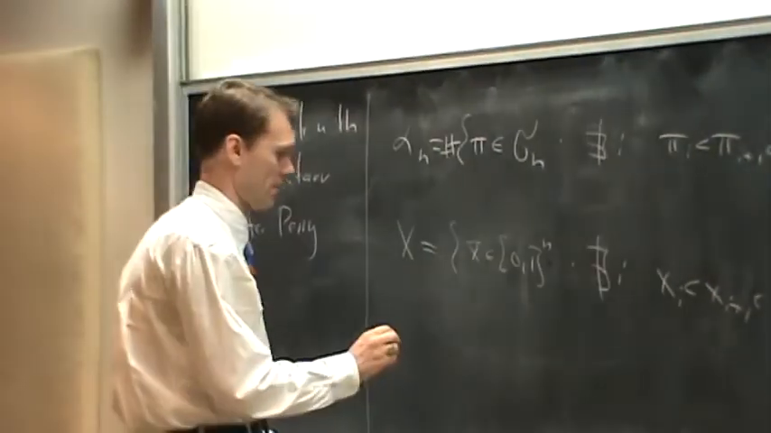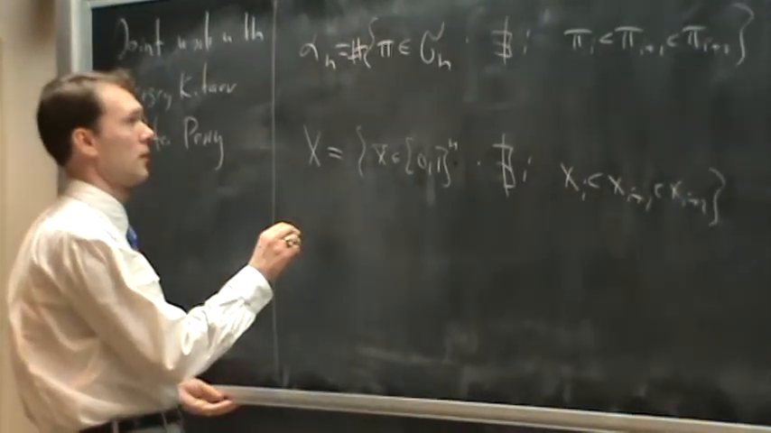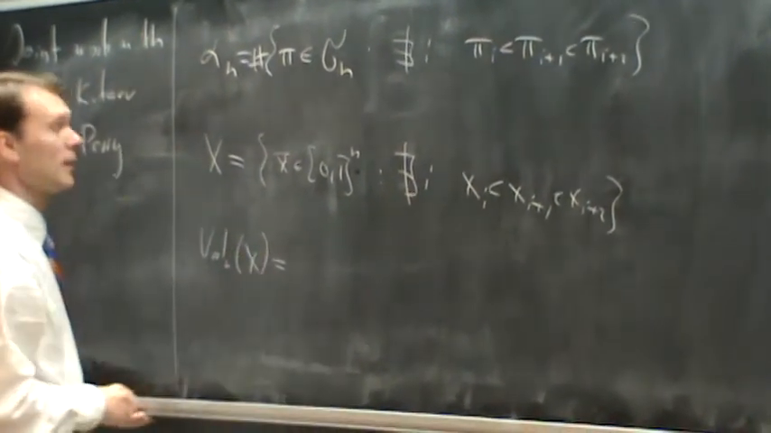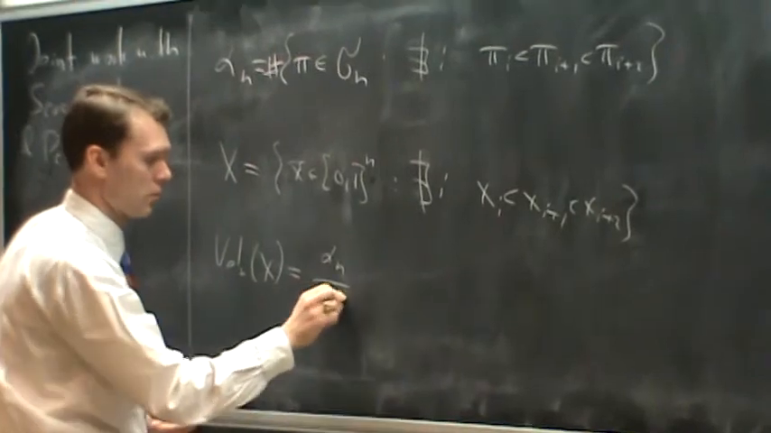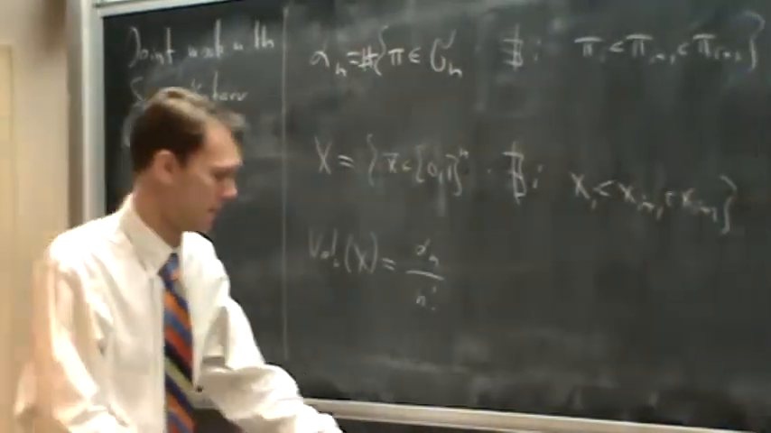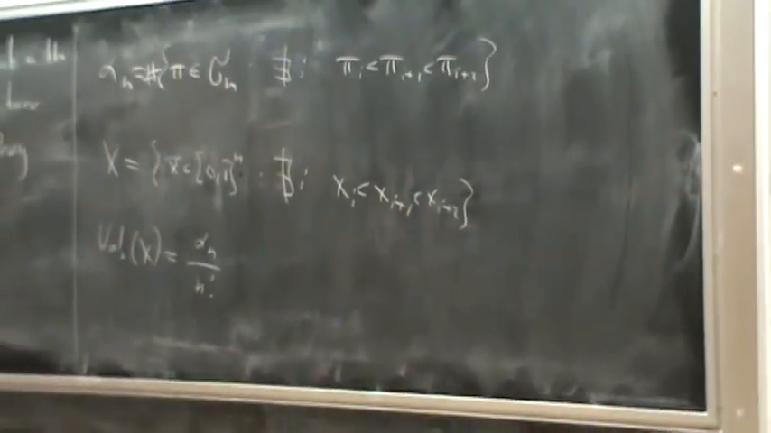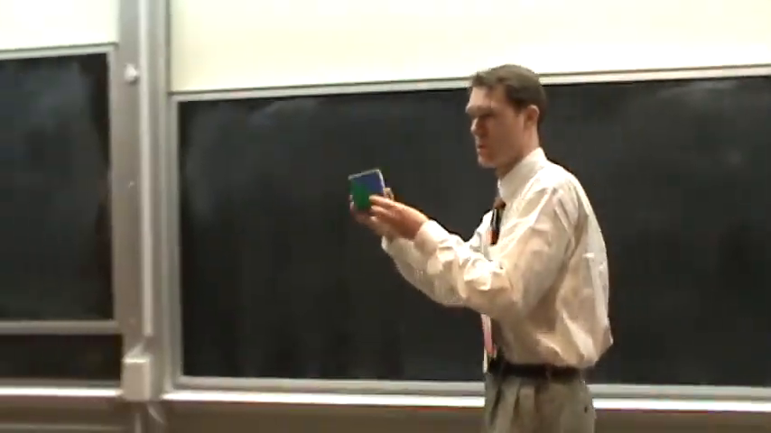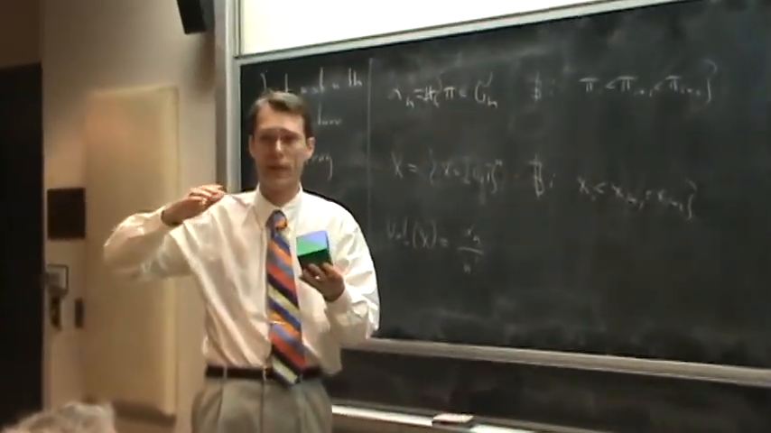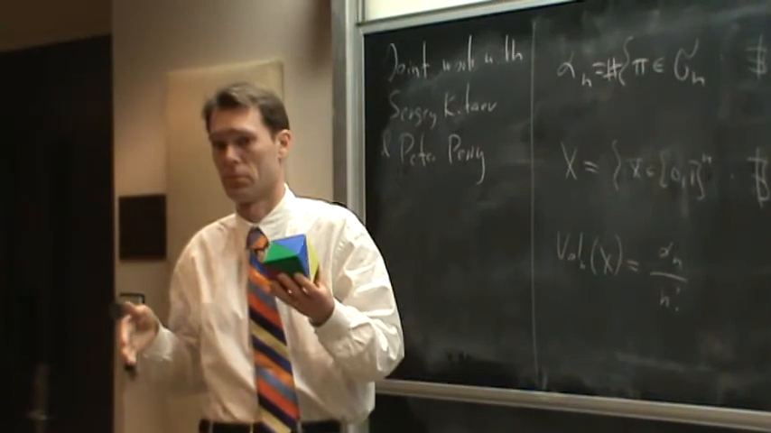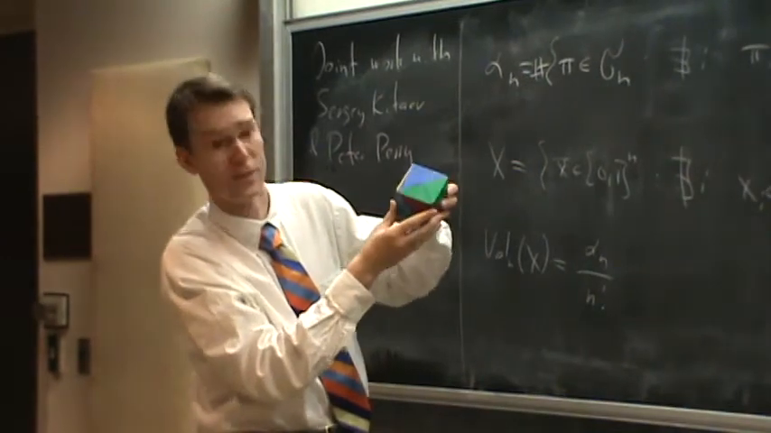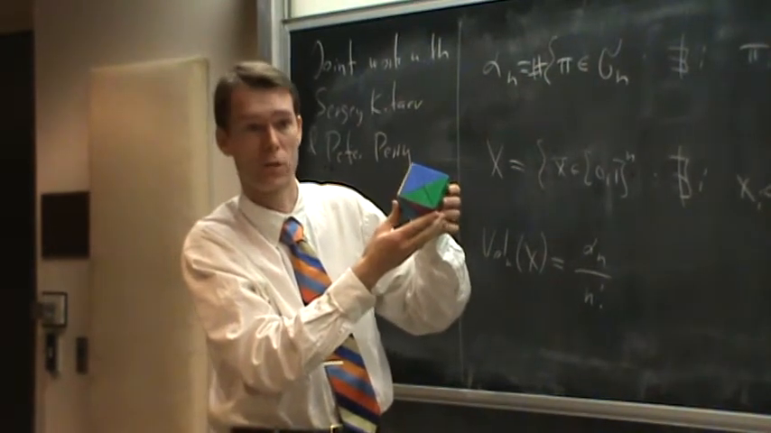And I claim that the n-dimensional volume of X is given by alpha_n over n factorial. And you can actually see this. Here's the 3-dimensional unit cube, and you cut it by all the hyperplanes x_i equals x_j. That's all happening from the origin here, and that cuts the thing into 6 pieces. In general, n factorial simplices.